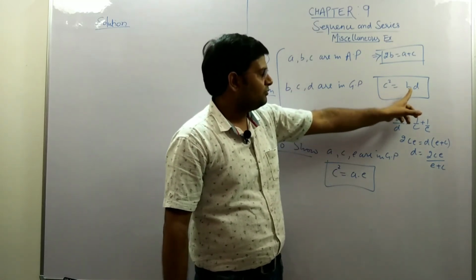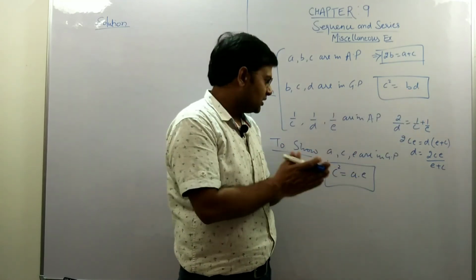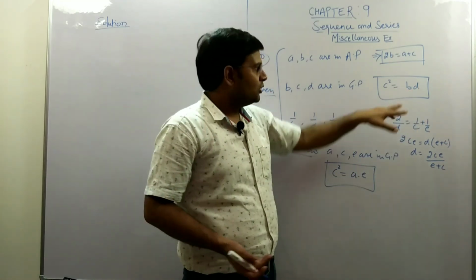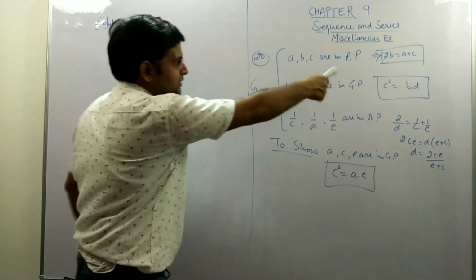So if somehow we are able to convert b and d in terms of a and e, then from here we will get the solution. So we will start from here.